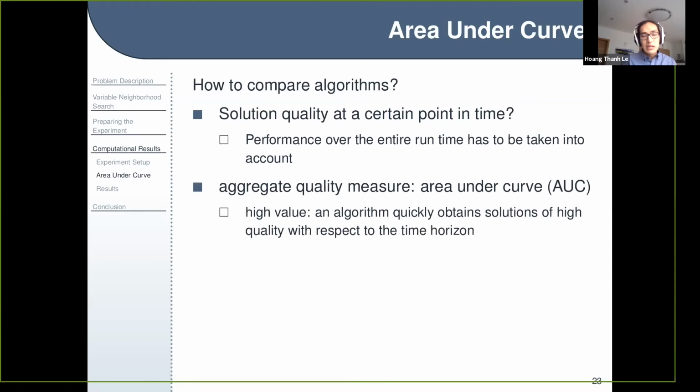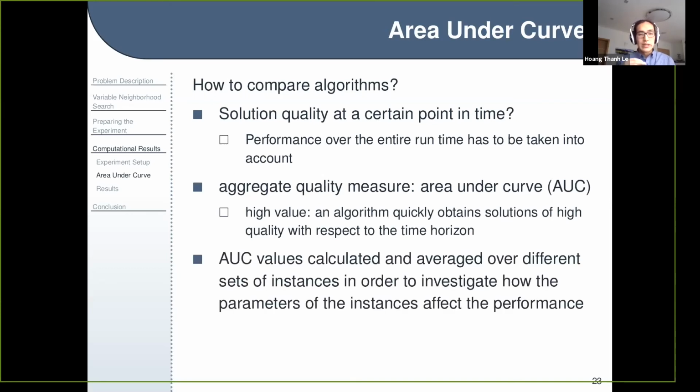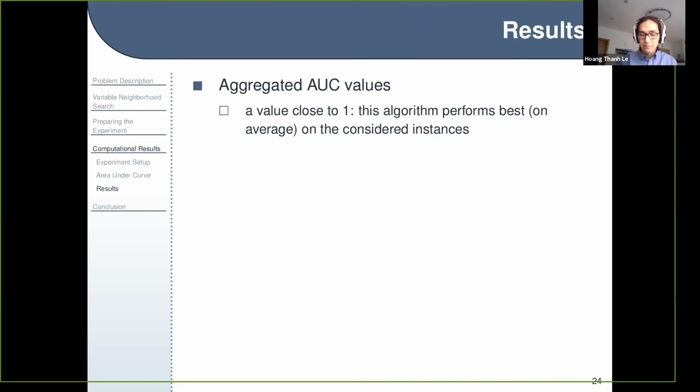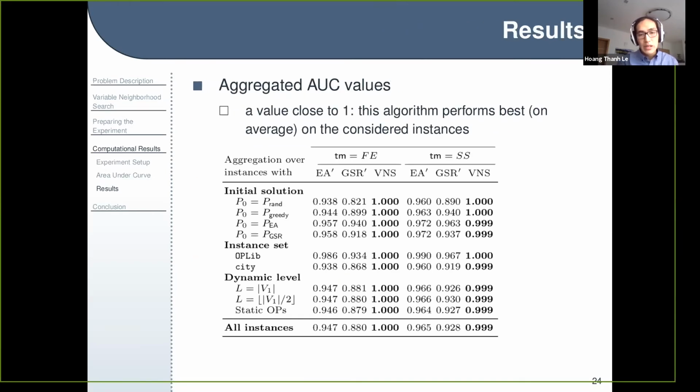Here, a high value means that an algorithm quickly obtains a solution of high quality with respect to the time horizon. And for all the progress curves we plotted, we calculated the AUC values and averaged them over different sets of instances in order to investigate how the parameters of the instances affect the performance. By doing so, we obtained a table that looks a bit like this. Here, a value close to 1 means that this algorithm performs best on average on the considered instances.